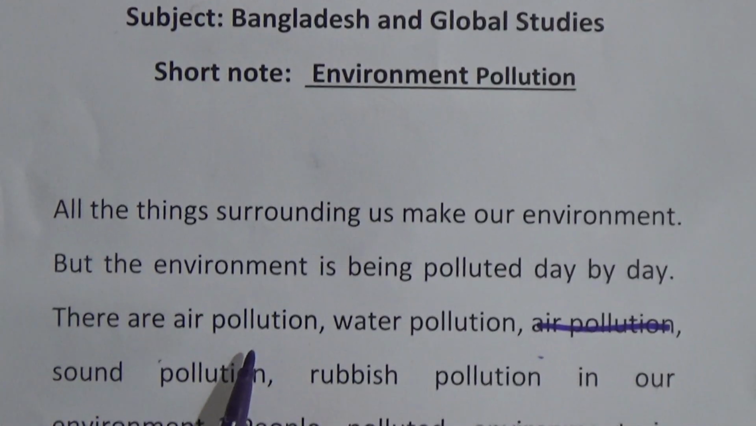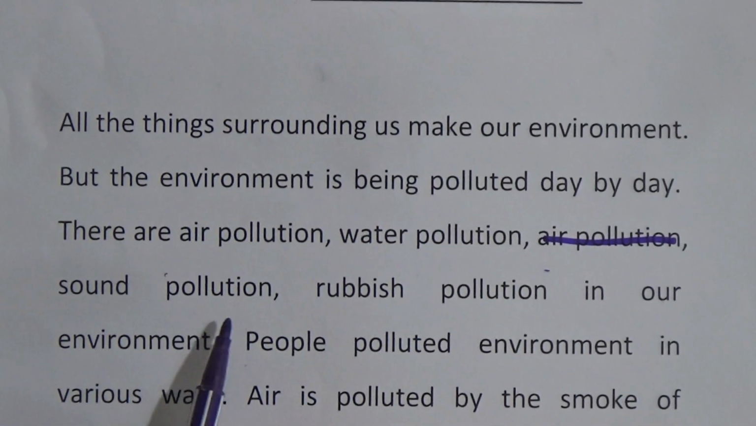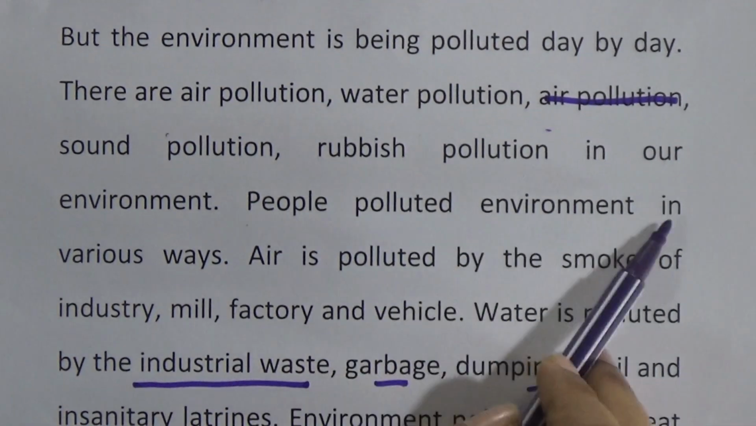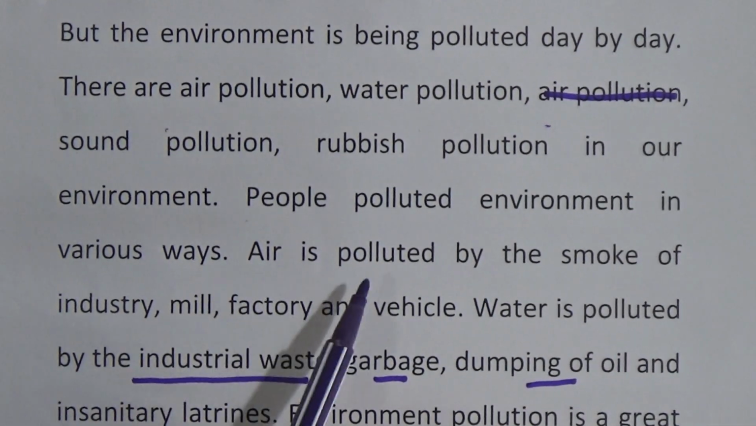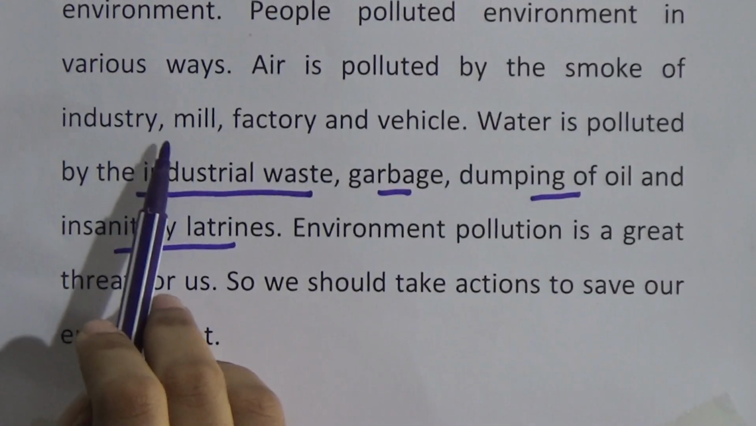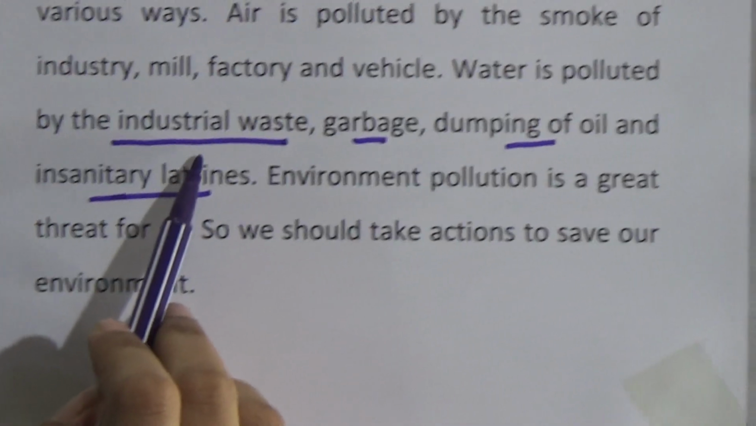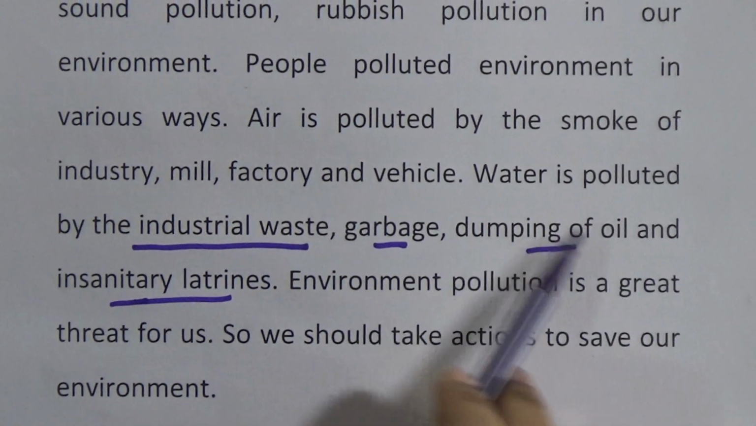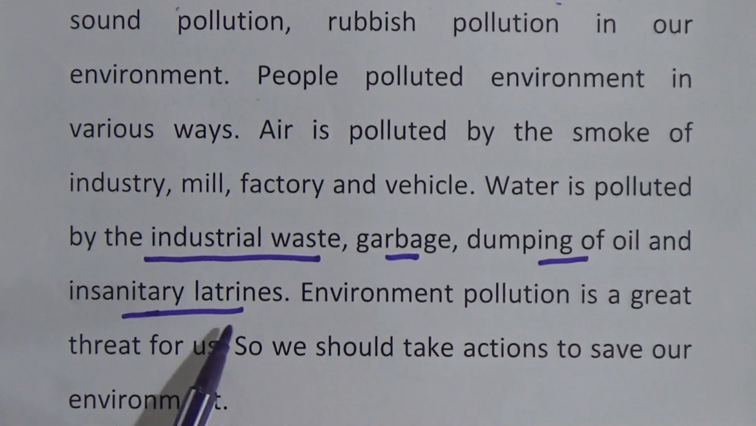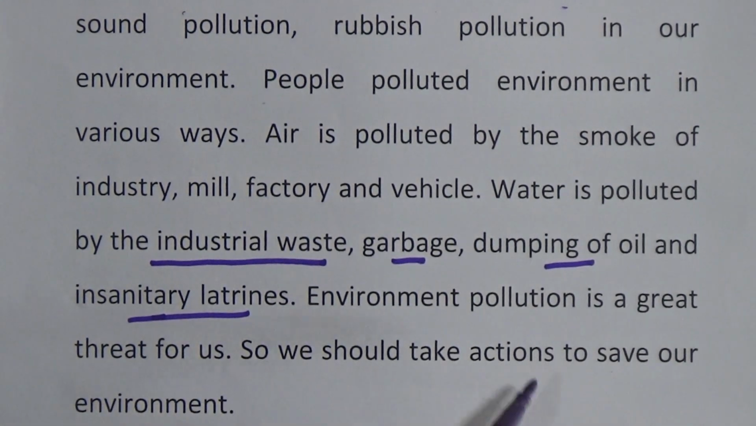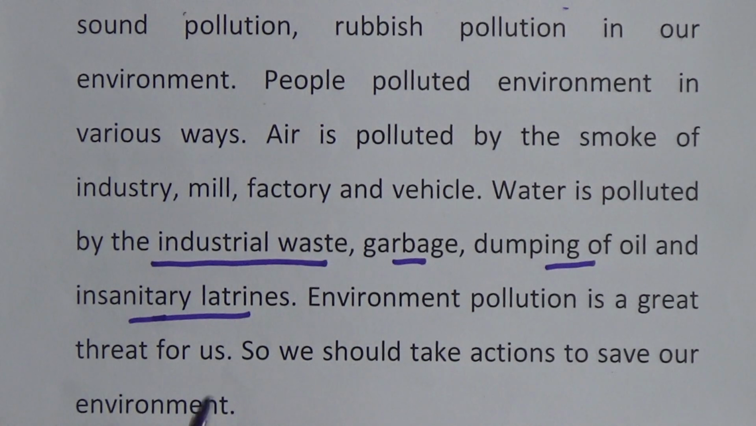There are air pollution, water pollution, sound pollution, rubbish pollution in our environment. People pollute the environment in various ways. Air is polluted by the smoke of industry, mill, factory and vehicle. Water is polluted by the industrial waste, garbage, dumping of oil and insanitary latrines. Environment pollution is a great threat for us, so we should take actions to save our environment.